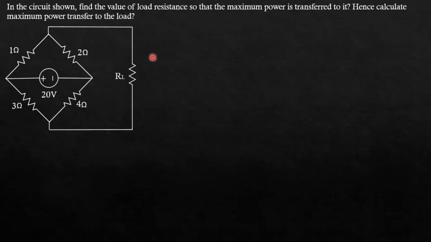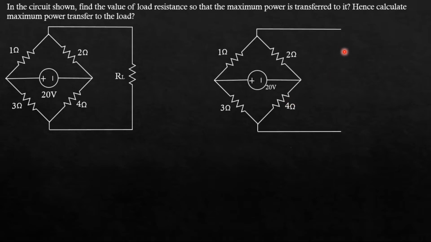So we have already studied that in order to transfer the maximum power to this load, the value of RL should be equal to the Thevenin's resistance of this circuit. So our first step is to find the Thevenin equivalent of this circuit. And for that we need open circuit voltage and Thevenin's resistance. For open circuit voltage, or Thevenin's voltage, we'll have to open this load resistance this way. I have open circuited this load resistance.